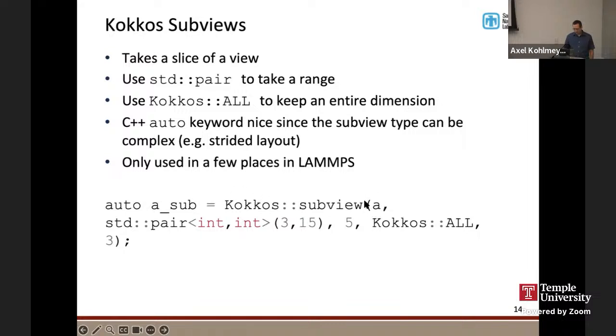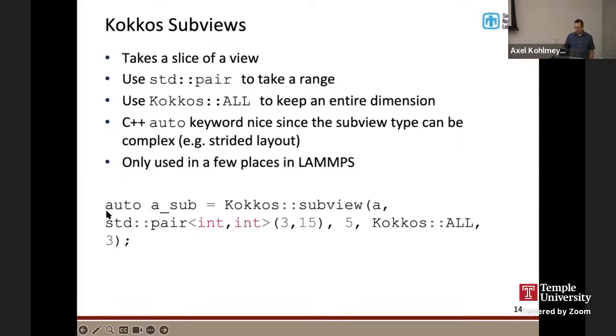We're taking the subview of A. In the first dimension, we're going from 3 to 15 using standard pair. Second dimension, we're only taking the 5th index. The third dimension, we're taking all, so it's unchanged. And then the fourth dimension, we're only taking the 3rd index. So again, Kokkos all just keeps the entire dimension unchanged. Standard pair takes a range.